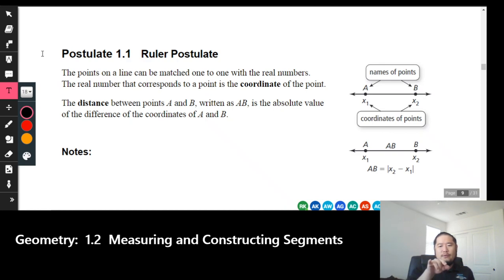So if one point is on 1 and another point is on 5, we can find the distance between the two by subtracting the two numbers and then taking the absolute value. And then those points can be matched up with real numbers.